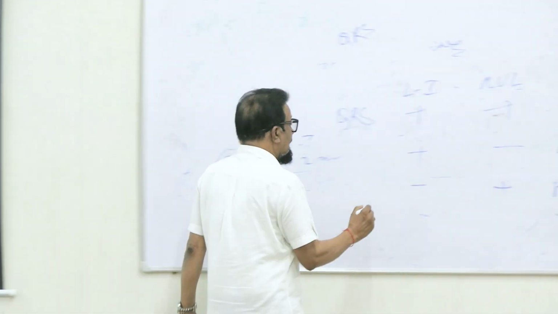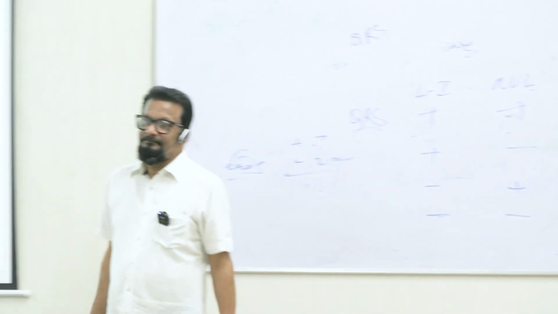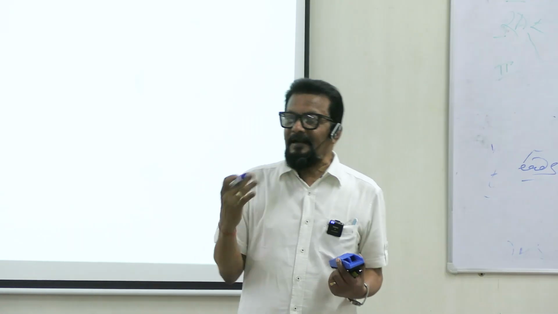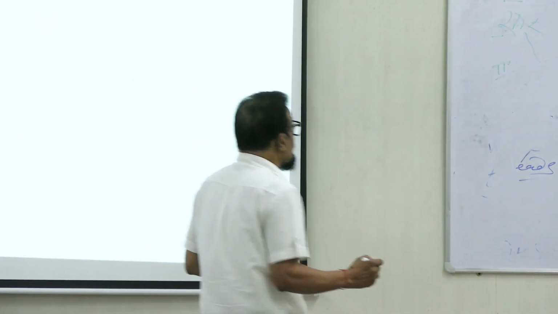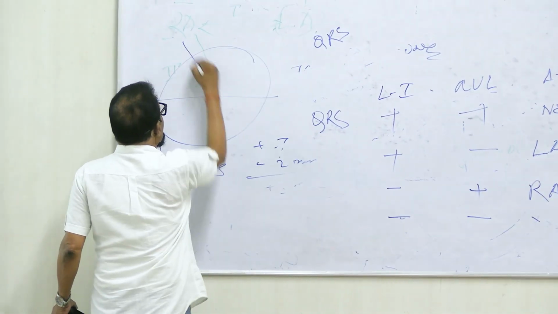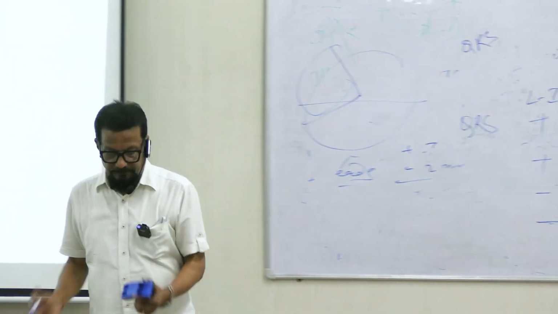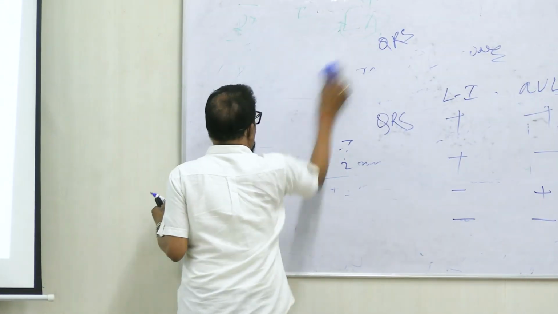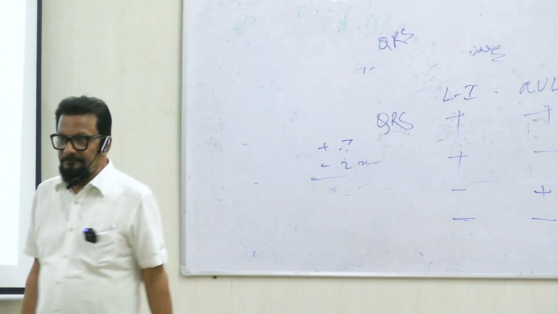Then, if both are negative, that will be regarded as extreme axis deviation. In the circle, it will be located here. This will show extreme deviation. So this is about the rapid method.